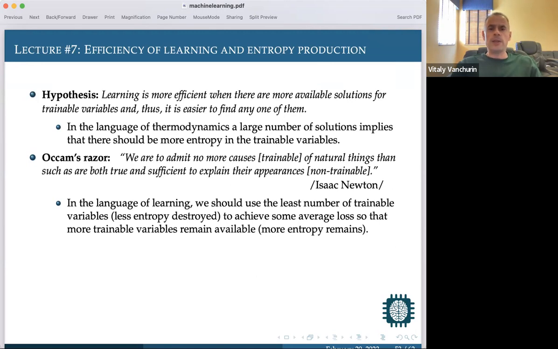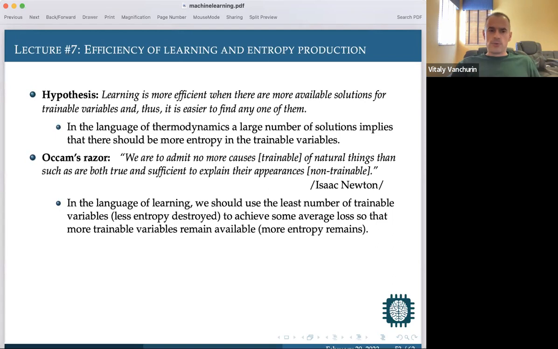So again, in the language of learning, it means that there should be either fewer variables or less entropy. And then if we have less entropy destroyed, then we have more variables available to find new solutions. And so you used up fewer variables to explain whatever you've been learning up to this point in your learning dynamics. And then therefore you have more entropy or more trainable variables to learn something new. New doesn't mean that it has to be a new data set. It can be finer details of the data set that you've already learned.